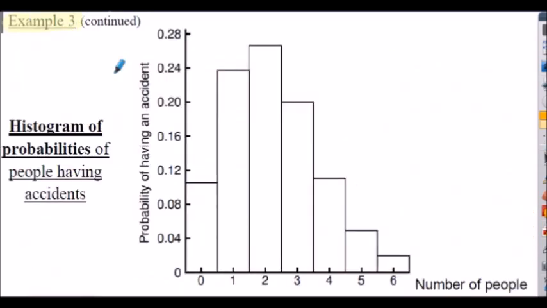Example 3, solution continued. So here is the histogram of the probabilities of people having accidents, given the parameters on the previous slide. So 0 accidents, 1 accident, 2 accidents, 3 accidents, etc. Notice in this case the vertical axis is the probability of having an accident, as essentially the horizontal axis has the same class interval because we're plotting against a number of people.